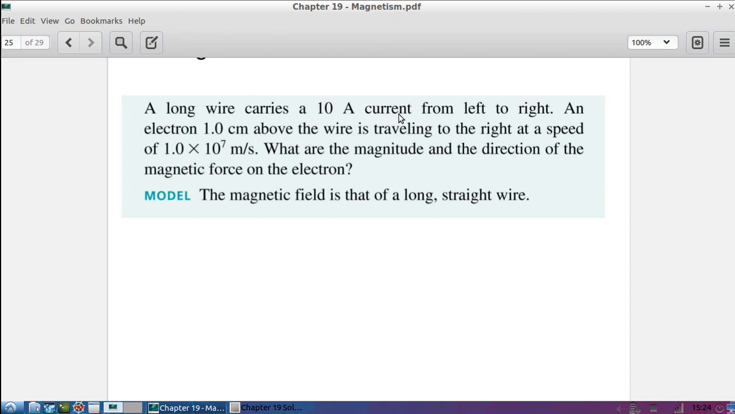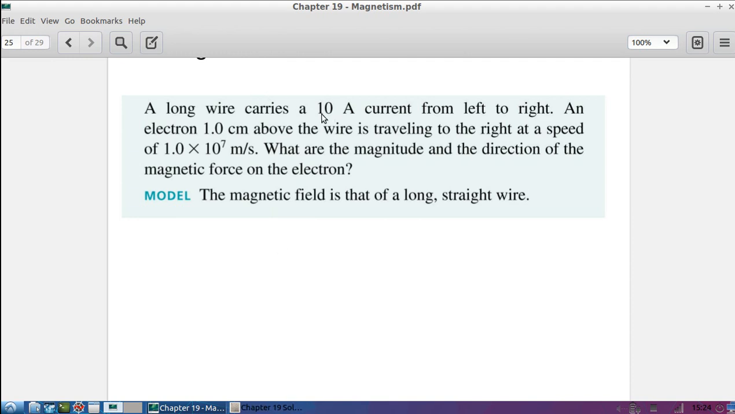So I'm going to show you a diagram of what's happening. We're actually going to use two right-hand rules. We're going to determine the direction of the magnetic field at some location near the wire, and then we're going to use our original right-hand rule, F equals QVB, to find the direction of the magnetic force on the electron. And of course we're going to calculate the magnitudes of the magnetic field and the magnetic force on the electron.